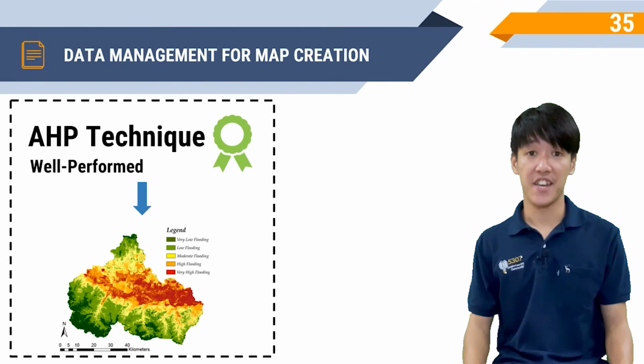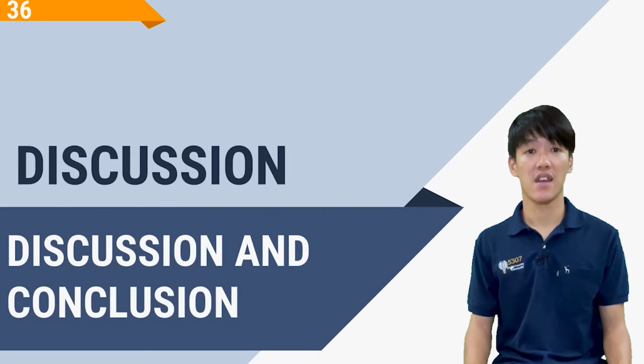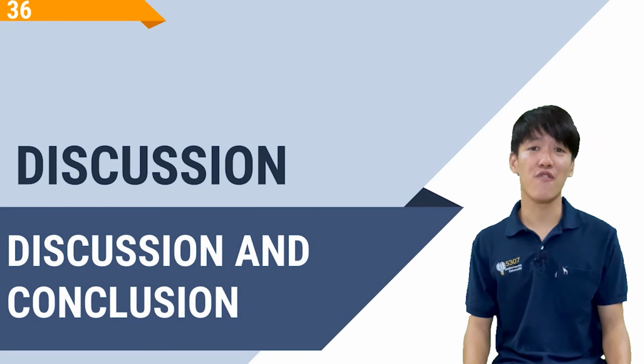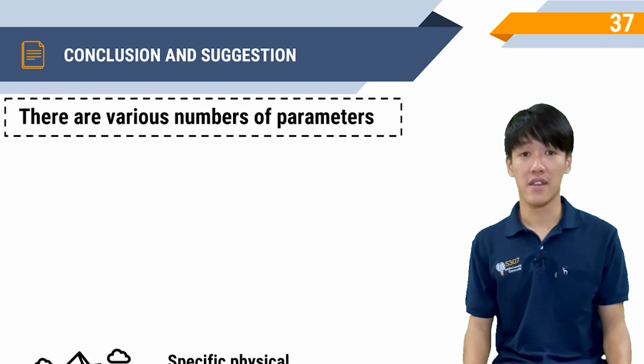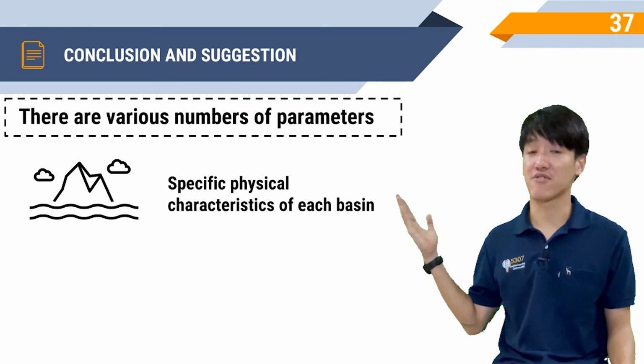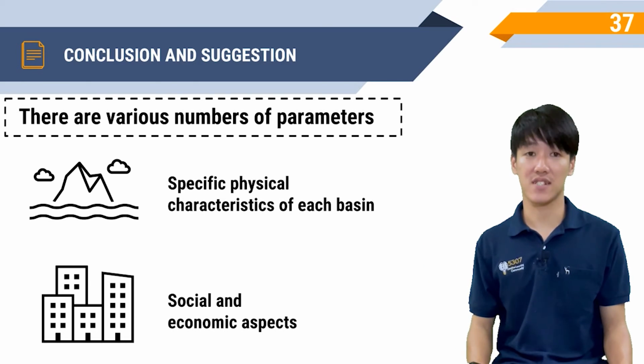And finally, the AHP method performed well for flood susceptibility mapping of the CRB, and can be utilized in other basins. Although this study has been confirmed with good accuracy, there are remarks, uncertainties, and limitations that need to be addressed. A different list of parameters for flood susceptibility assessment should be determined according to the specific physical characteristics of each basin, as well as the social and economic aspects.